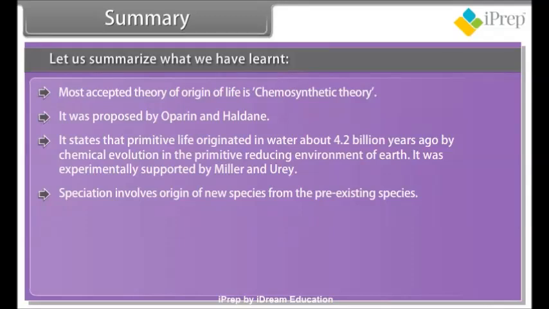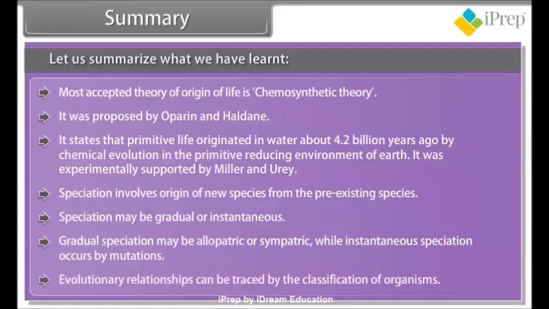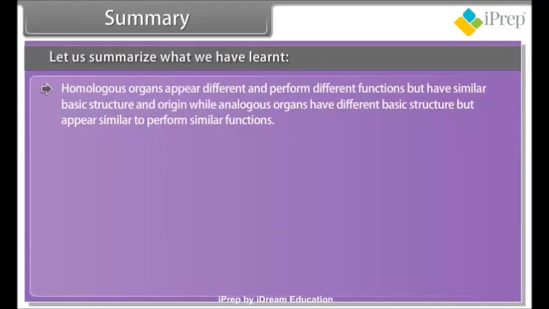Speciation involves the origin of new species from pre-existing species. Speciation may be gradual or instantaneous. Gradual speciation may be allopatric or sympatric, while instantaneous speciation occurs by mutations. Evolutionary relationships can be traced by the classification of organisms. Homologous organs appear different and perform different functions but have similar basic structure and origin, while analogous organs have different basic structure but appear similar to perform similar functions.